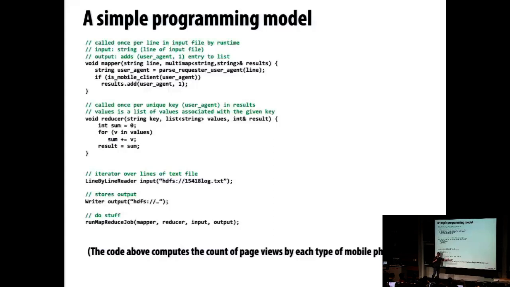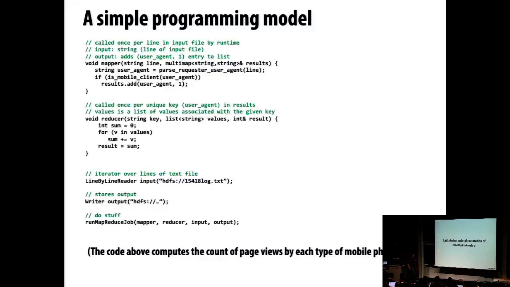It gets a list of values, which are all ones in this case, given my application, and it just simply adds up, basically computes the size of the values array. And so this program is computing the number of page views by each type of mobile phone that visited the site. Make sense? For those of you who've seen it, this is more or less the abstraction presented to you by MapReduce or Hadoop. So it should be familiar to many of you.